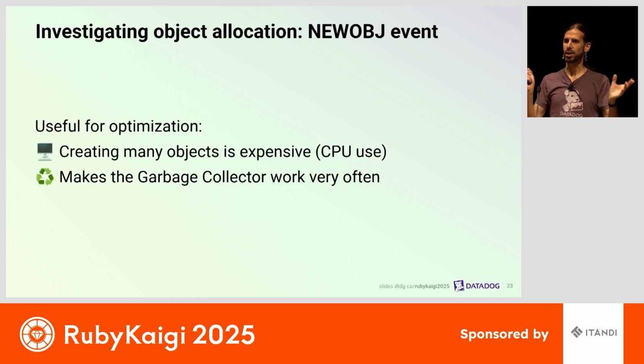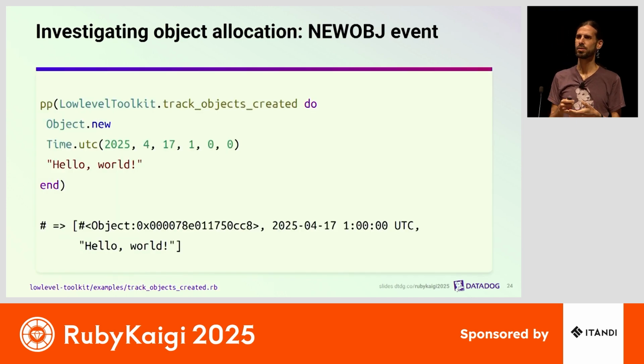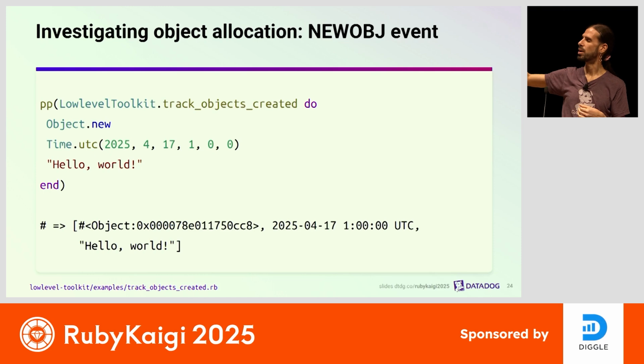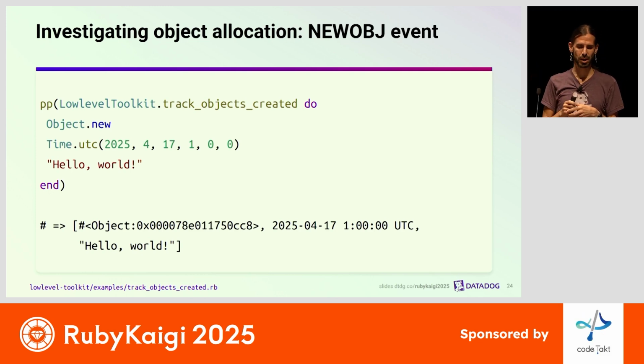So let's build a tool to investigate object allocation using the new object event. Specifically this tool, the track objects created tool. The track objects created tool basically executes a block, and then at the end returns all of the objects that were created inside the block. And you'll see here that object.new and hello world are directly created inside this block, but the time object actually gets created inside the UTC method. So this is basically telling me all of the objects that got created, even in other methods that are getting called from this code.